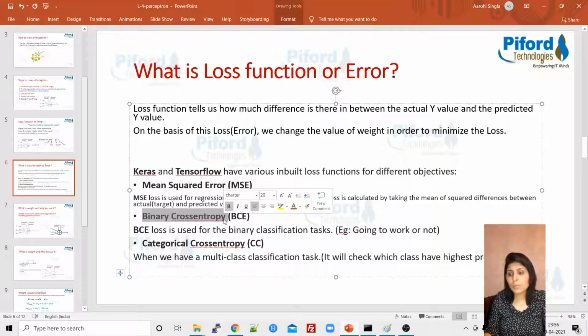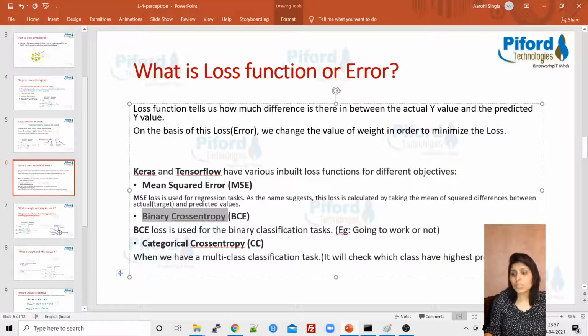And when to use binary cross entropy? Suppose you're working on two-class classification, where you have only two classes, binary classification. Whenever your algorithm is working on binary classification and you want to check how accurately it is working, you can use the binary cross entropy loss function to know the difference between the actual Y value and the predicted Y value. In the same way, categorical cross entropy is used for multi-class classification.